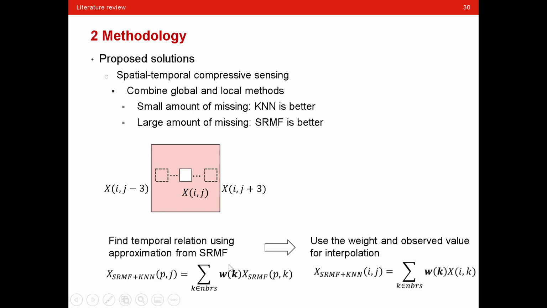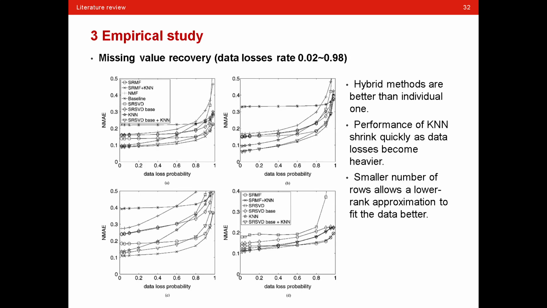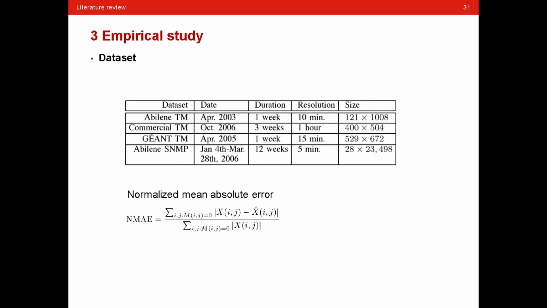They also find this vector, so a linear regression, and then use this vector to interpret with the observed values to get the final estimation result. And now let's come to the empirical study, and they use four kinds of datasets.